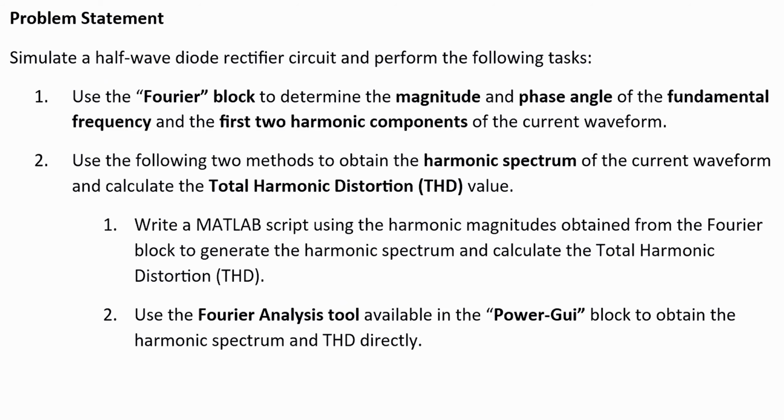2. Use the following two methods to obtain the harmonic spectrum of the current waveform and calculate the total harmonic distortion value. 1. Write a MATLAB script using the harmonic magnitudes obtained from the Fourier block to generate the harmonic spectrum and calculate the total harmonic distortion. 2. Use the Fourier Analysis tool available in the Power-Gui block to obtain the harmonic spectrum and THD directly.